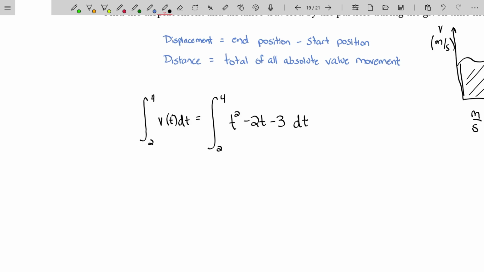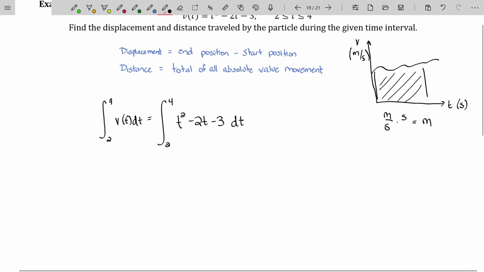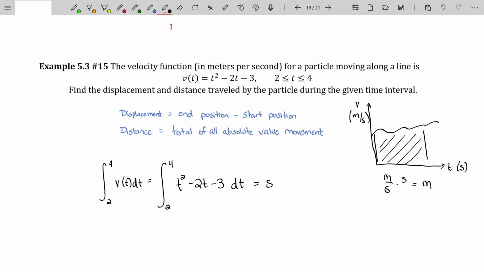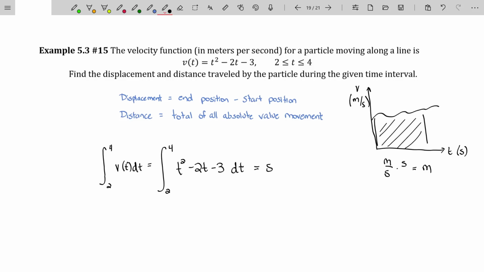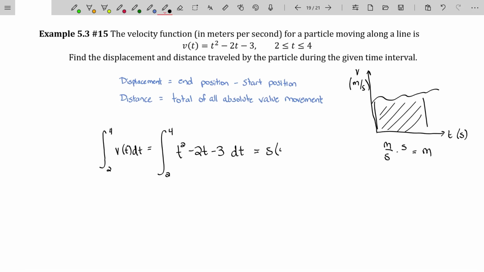Is that the displacement or is that the total distance? Well, that right there is going to be displacement because, if you remember, by the fundamental theorem of calculus part 2, this is going to be the position. Remember, velocity is what we're integrating, so it integrates to become the position. It's going to be position at time 4 minus position at time 2. In other words, ending position minus starting position. So this is going to be the displacement.